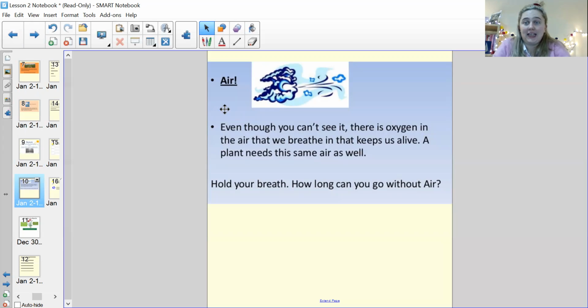The last thing they need is air. Even though you can't see the air, it's all around me here. There's oxygen in the air that we breathe to keep us alive. And the plant does the same thing. It takes in the oxygen and uses it to live.